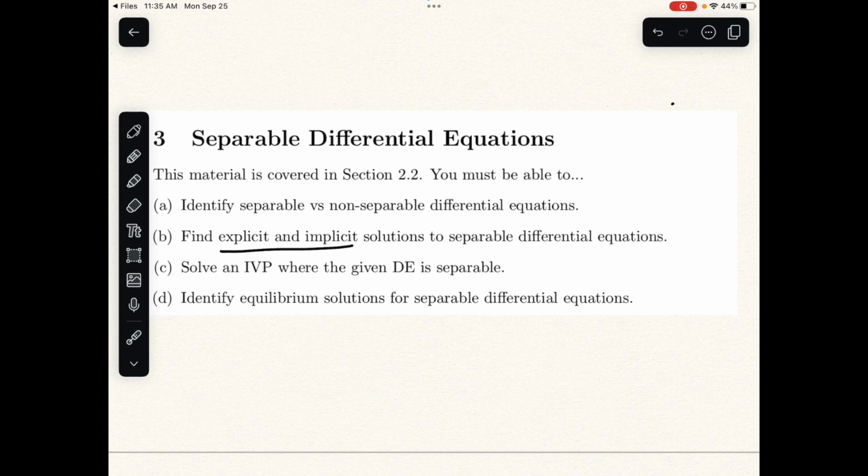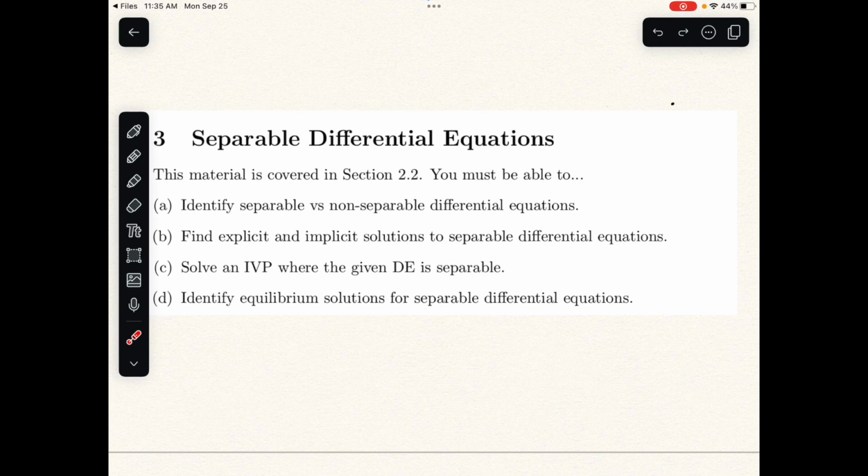Explicit is when you are solving for y. Implicit means you're not explicitly solving for y, but it's implied that you could technically solve for y, potentially. So implicit is basically you didn't necessarily solve for y. Explicit, solve for y.